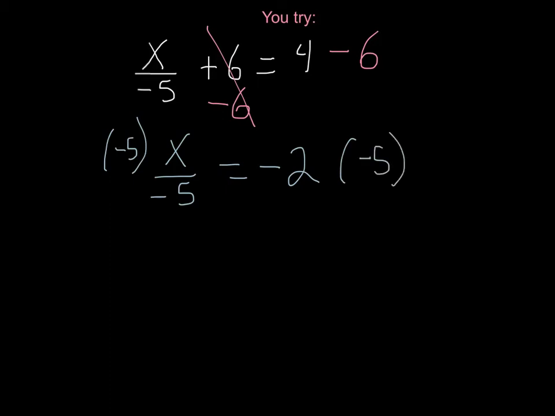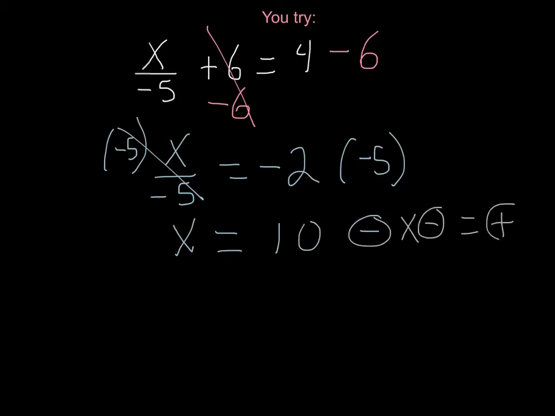So when we look at it, negative 5 divided by negative 5 is going to be positive 1, which is just going to be x, so that negative is now gone. And negative 2 times negative 5 is going to be 10. And because it's a negative times a negative, it's going to be a positive. So we got positive 10. So we now know that x is positive 10.